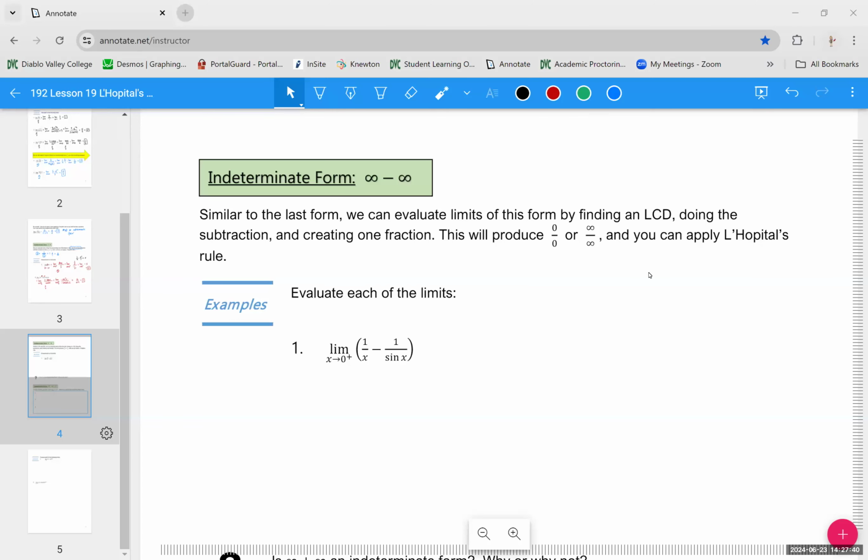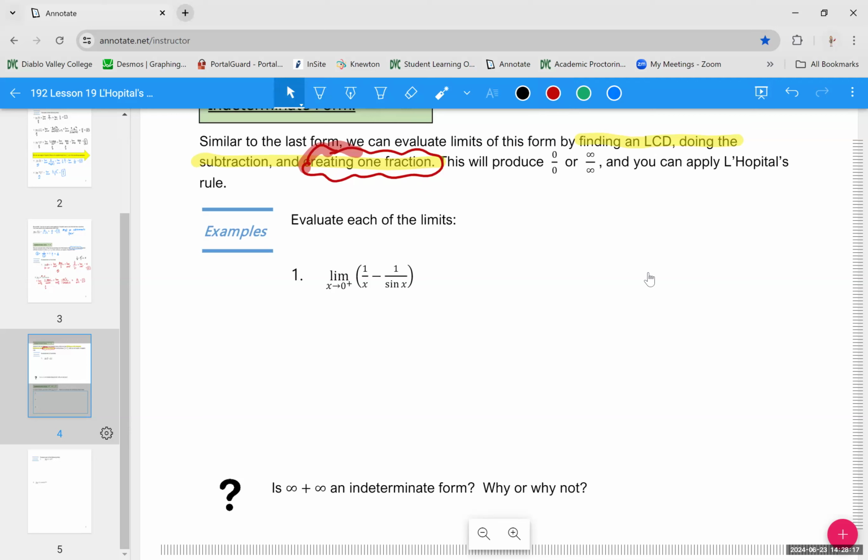Okay, we have a couple more different types of indeterminate forms we're going to address in this L'Hopital lesson. So infinity minus infinity is the next one. And the general idea for these subtraction ones I have outlined here. Find the LCD, do the subtraction, and the basic idea is create one fraction. So now maybe you're looking at infinity over infinity or 0 over 0, and you can apply the rule. Okay.